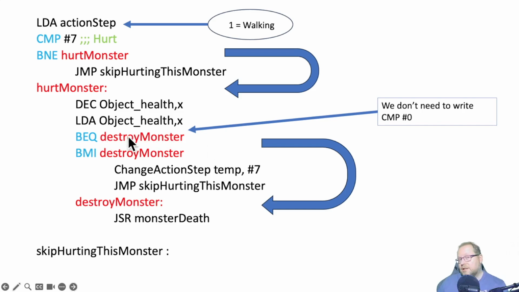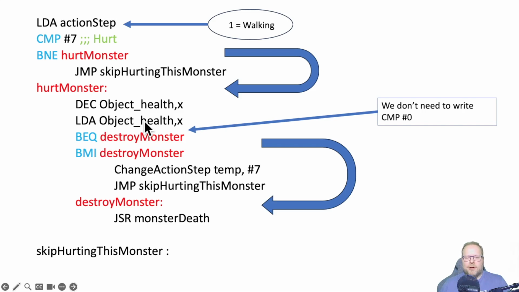But what if it's not 0? Well, then we continue on and we get to this next line that says BMI destroy monster. Now BMI, what was that? Okay, BMI is branch on minus. Is this one of these things that I didn't want to talk too much about? But let's put it this way.